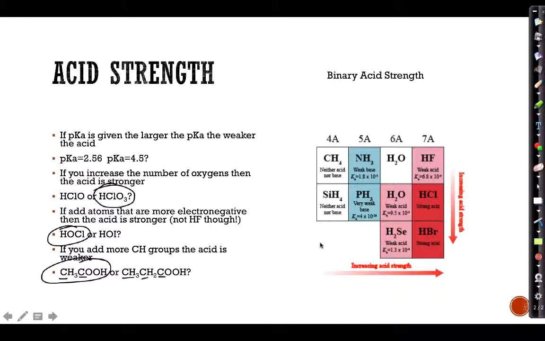Now, there's another way to compare acid strength, and that is only with a binary acid. That means you only have two elements: hydrogen and then some other element. Acid strength will increase going down the group and to the right of the periodic table. As I go down this group, hydrobromic acid will be stronger than hydrochloric acid, which will be stronger than hydrofluoric acid. If I'm going to the right, comparing water to hydrofluoric acid, hydrofluoric acid will be a stronger acid than water.